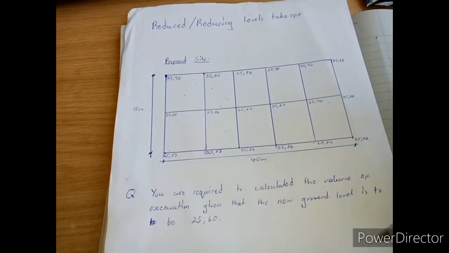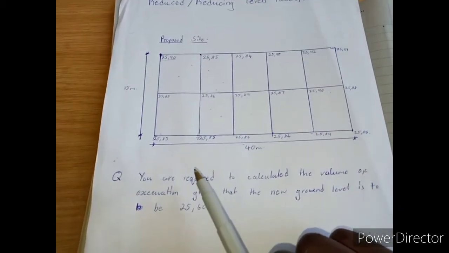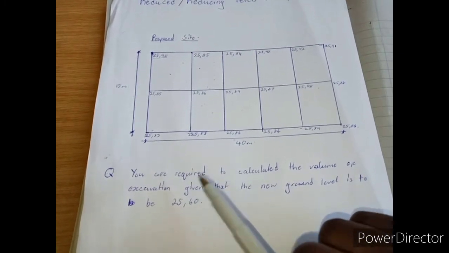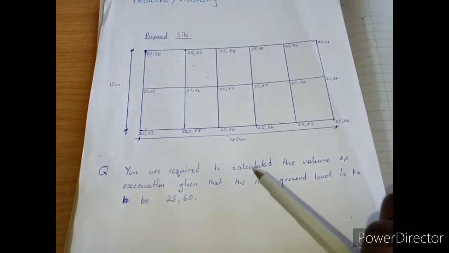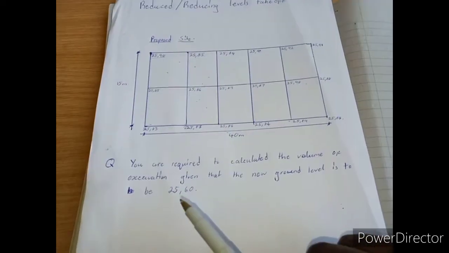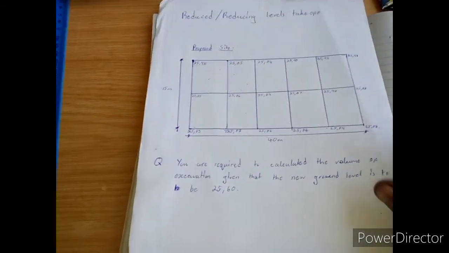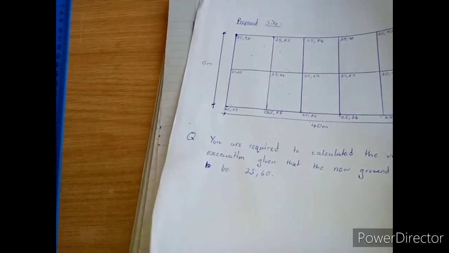Okay, let me read the question and then we'll move on to the calculations. The question reads, you are required to calculate the volume of excavation given that the new ground level is to be 2560. So this is our desired ground level.